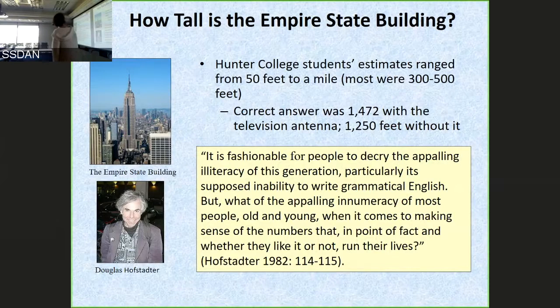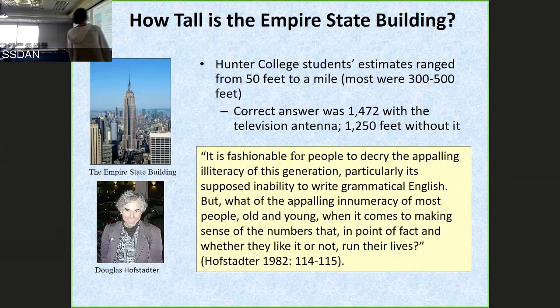Now, what happened was Douglas Hofstadter, who is a cognitive scientist, was teaching at Hunter College, which is right in New York City, where the students could actually see the Empire State Building from the window where he was teaching. And he said, this was a while back, but their estimates ranged from 50 feet to a mile, and most were about 300 to 500 feet. And none of them came within a multiple of 2 of the actual amount. So they were not half or twice as much. They were all pretty far off.